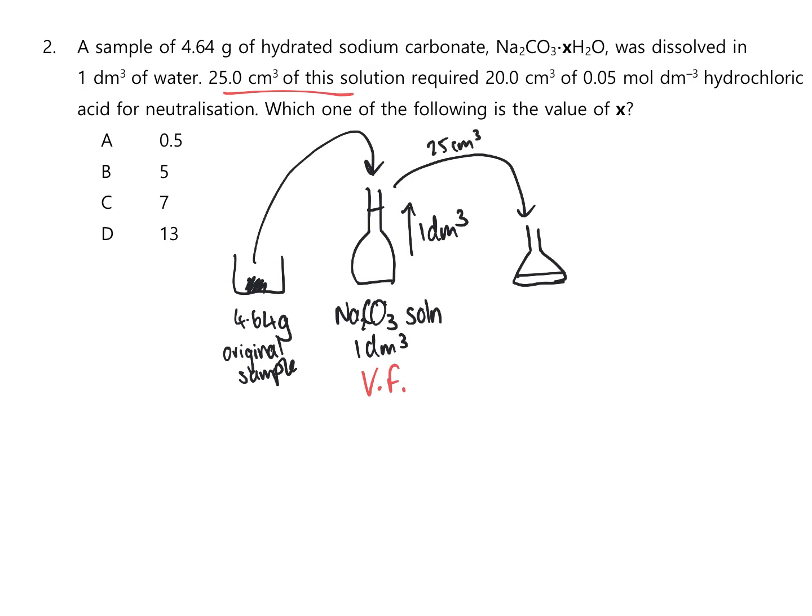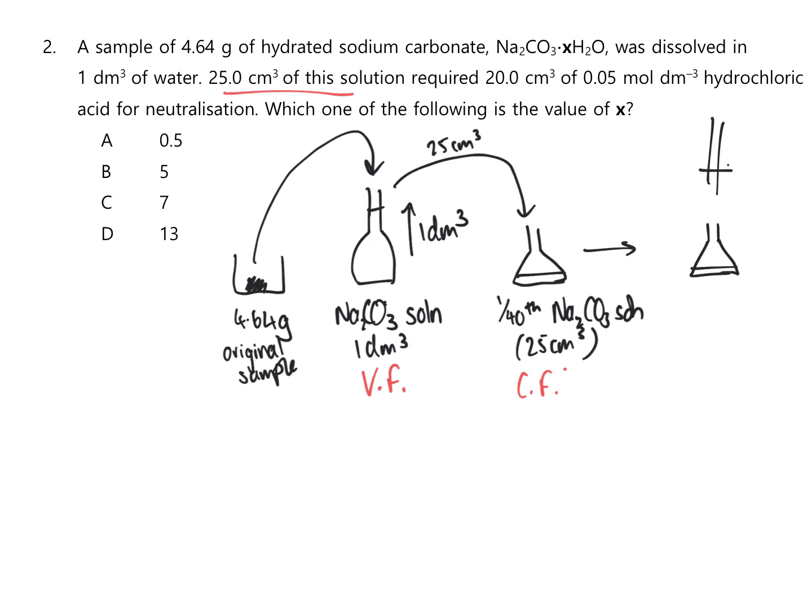What fraction of that is in our conical flask? So 25 out of 1 decimetre cubed is 1/40th of your sodium carbonate solution. And that is 25 centimetres cubed overall, and that's in your conical flask. Okay, and then that goes in your titration.